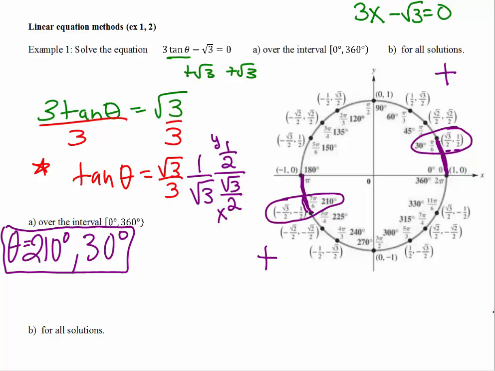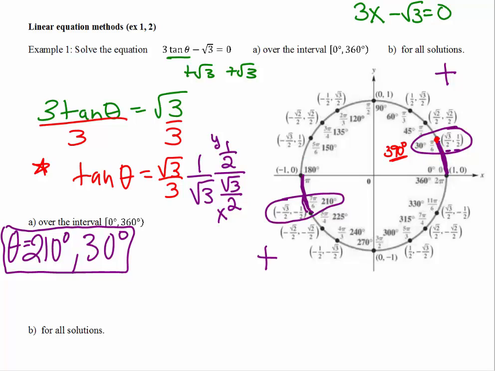What if we were looking for all possible solutions? So not just the ones on the unit circle, but maybe I want to go around the circle twice, or 3 times, or 4 times. Well, we also want to give all possible solutions in terms of all coterminal solutions. So if I went all the way around again and landed on this spot again, this angle, 30 degrees, is coterminal also to 390 degrees, for example. So there are several angles, all possible coterminal angles, that all have exactly that same positive tangent value.